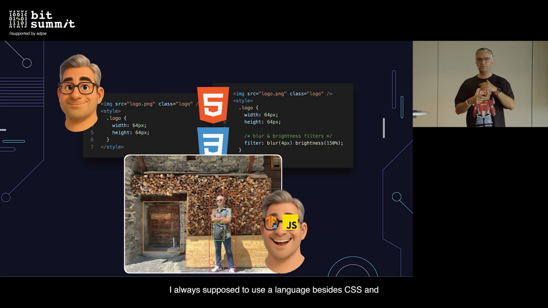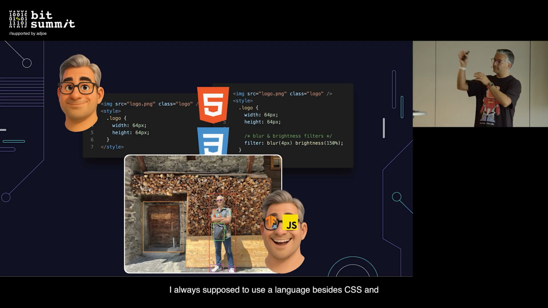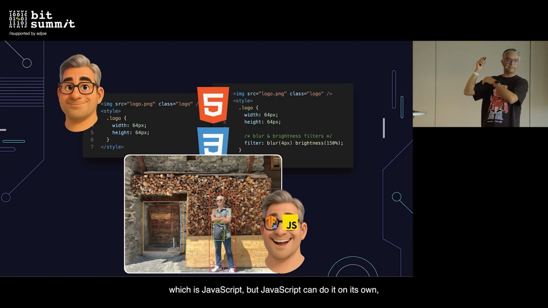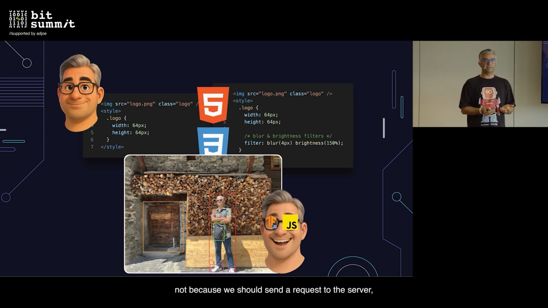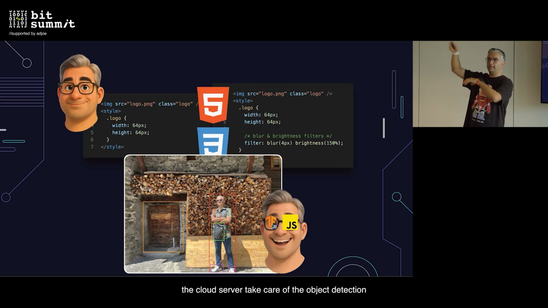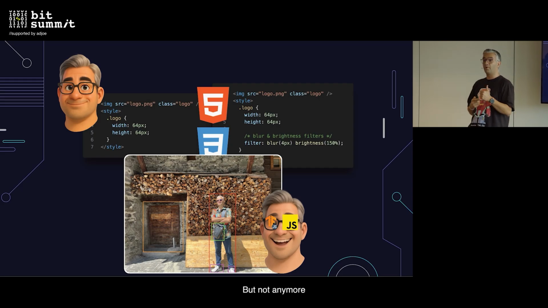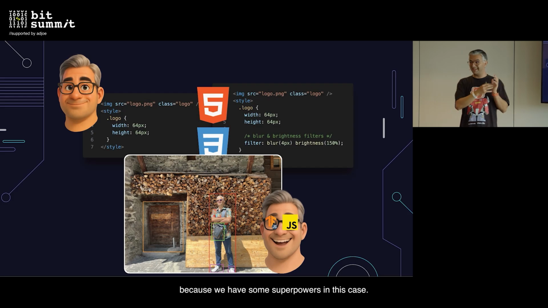I am always supposed to use a language besides CSS and HTML, which is JavaScript. But can JavaScript do it on its own? Not really, because we should send a request to the cloud server, let it take care of the object detection, and get back to us. But not anymore, because we have some superpowers in this case.